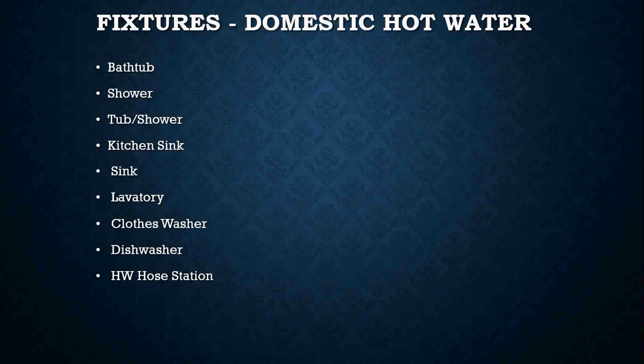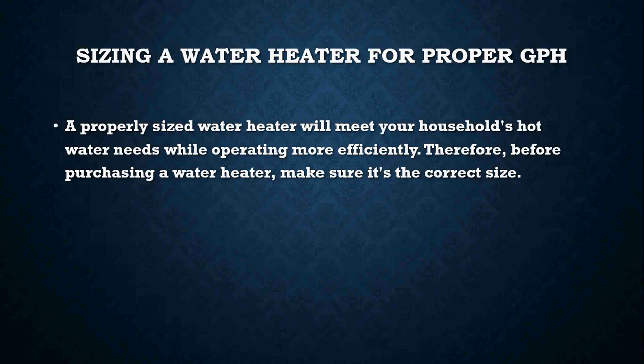Obviously, bathtubs, showers, jacuzzi tubs, kitchen sinks, lavatories for all of your public buildings, clothes washers, dishwashers, and hot water hose stations for your commercial, industrial, manufacturing type buildings where we're using the hot water for manufacturing. So sizing a hot water heater for proper gallons per hour is one of the things that in some cases can get messed up.